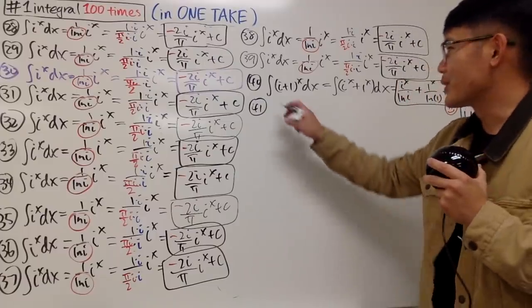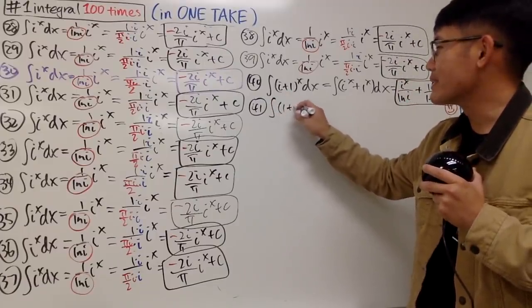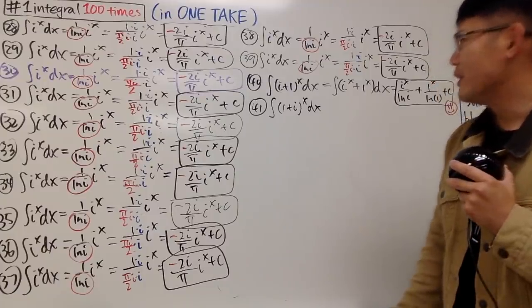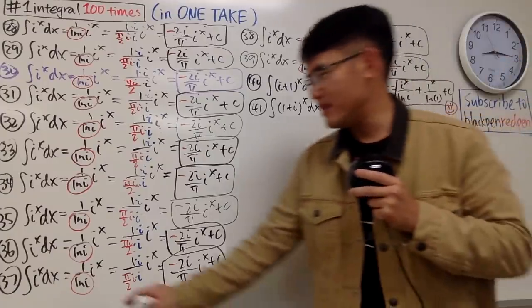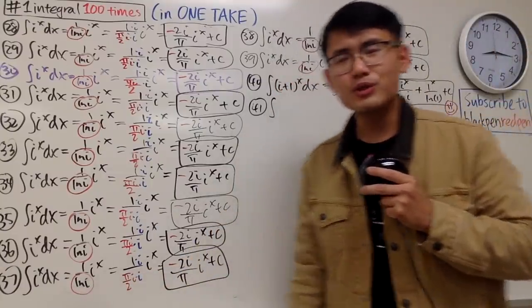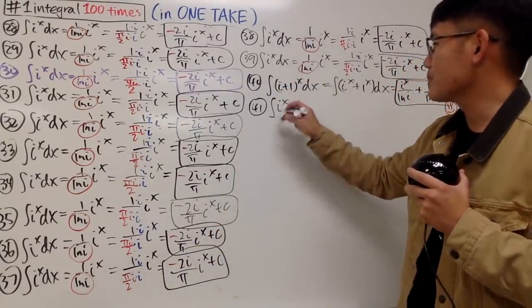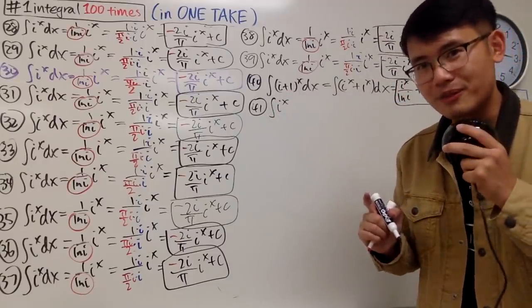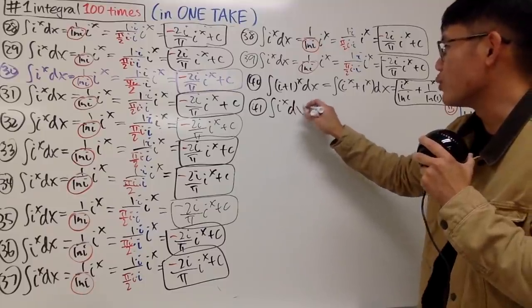Okay, next question. We're going to integrate 1 plus i to the x power dx. Actually, no, that's not on my PDF. My PDF is something else. Let me go check. I am going to think about what I should be integrating. Let's go ahead and integrate i to the x power. This is number 41. You know what's coming. Yes, let's go check. Number 50. This is number 41, so we get back to normal.